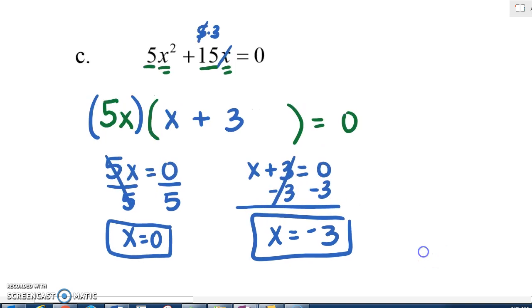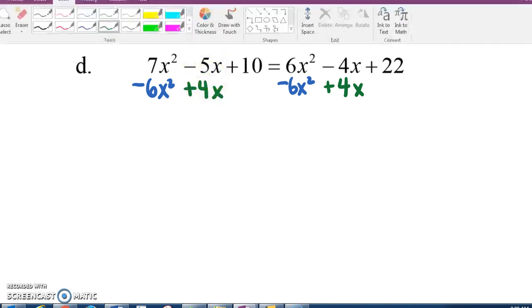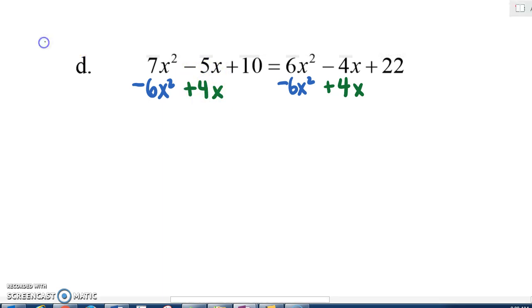All right, now let's look at our last problem. The last problem looks so scary, and the reason for that is we cannot start working on this until one side is equal to 0. So what I am going to do is move 6x squared to the other side, and I put it right underneath 7x squared because they are like terms. Then I'm going to add 4x to the other side, and I'm going to put it right by 5x because they are like terms. And then I'm going to subtract 22 on both sides, and I'm going to simplify.